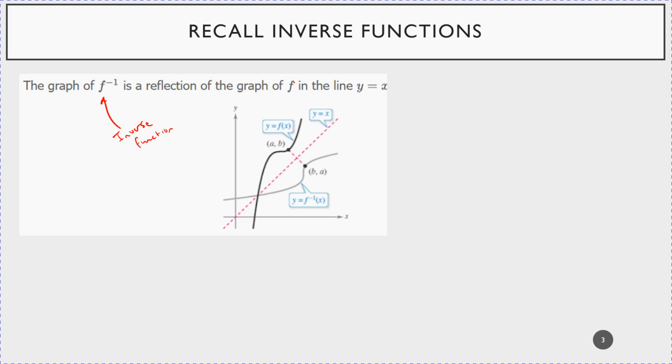It is the reflection of the graph of the function f along the line y is equal to x. So if you were to take this graph here and reflect it around that line y is equal to x, this is what the graph of the inverse function would look like. Also, let me give you some properties that we're going to need in this lecture about inverse functions. Just recall the following.